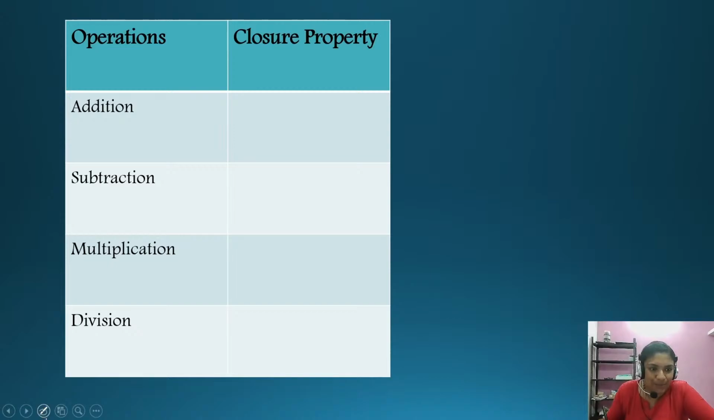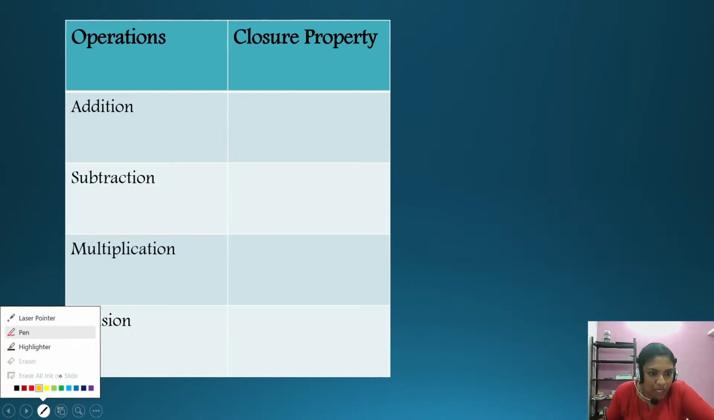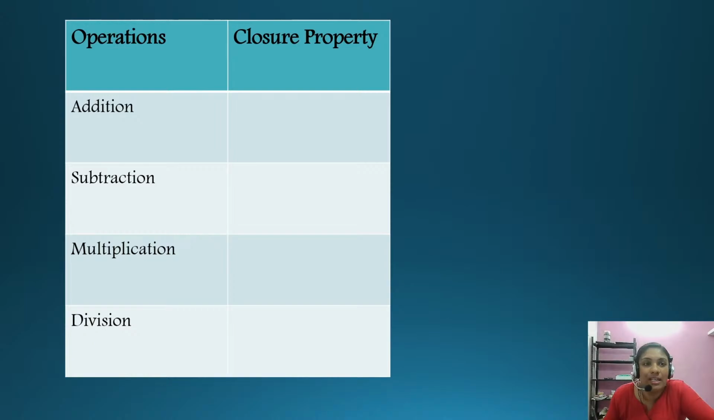Okay. So, do you remember what all operations satisfy closure property and what all don't? Addition. Yes. When you add two rational numbers, you will get another rational number. Now, subtraction. Yes, right? When you take the difference of two rational numbers, you will get another rational number. Multiplication also satisfies. Now, division, no, right? There are exceptions. So, addition, subtraction, and multiplication of rational numbers satisfy closure property.